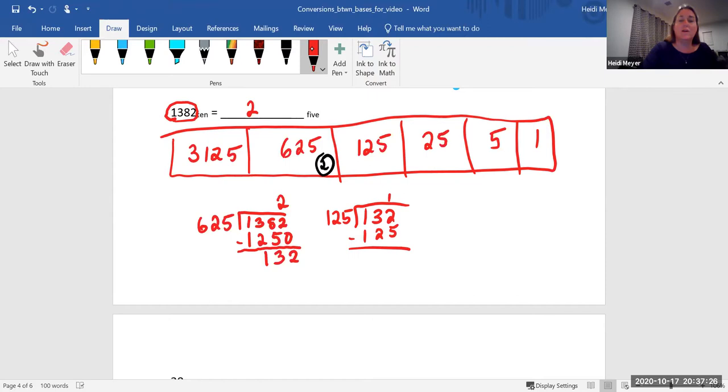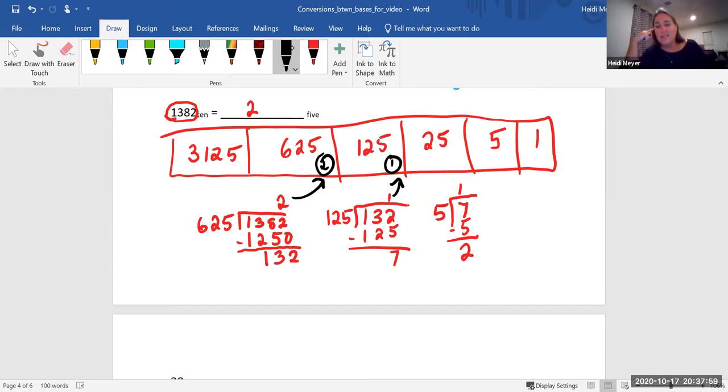When we subtract here, we get a 7. So this went in one time, right? This place value went in 2 times. We've got a remainder of 7, and we need to move down to our next place, which is the 5's place. How many 5s will fit into the 7 that you have left over? Well, 1 of them. So we have one group.